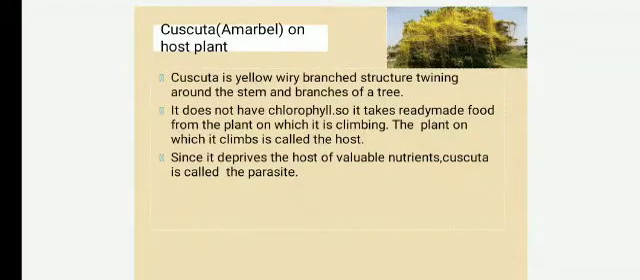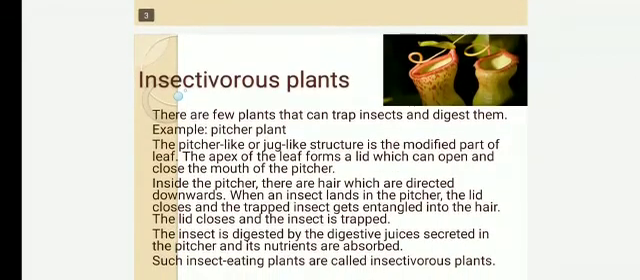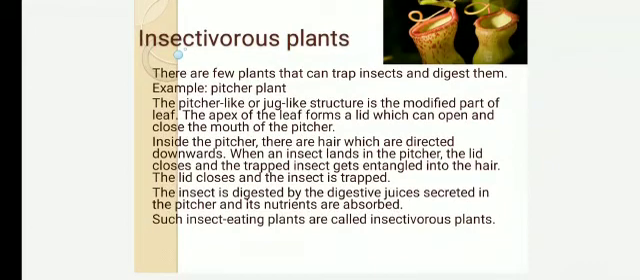Understood, children? Okay. Next is insectivorous plants. There are a few plants that can trap insects and digest them. You have heard about animals eating other animals, right? Like that, there are a few plants that can eat insects and digest them. An example is the pitcher plant. Can you see the picture of the pitcher plant?